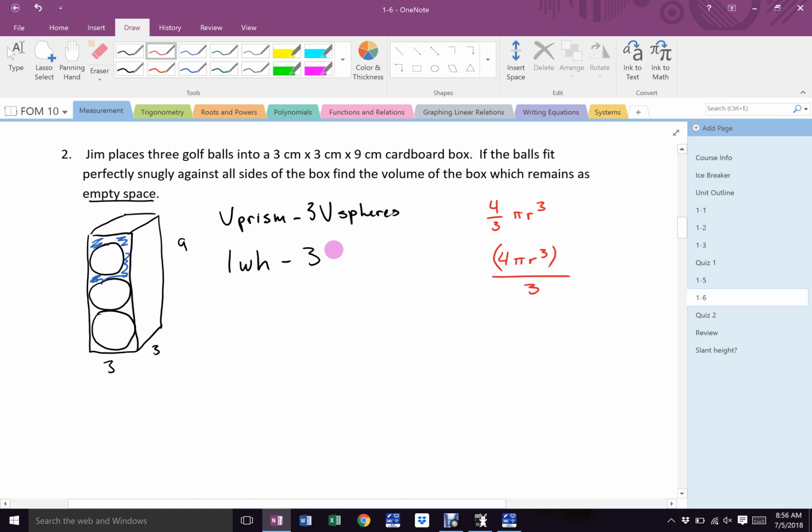So 3, and the spheres are 4 pi r cubed divided by 3. Now, when you write it out, it's super easy, correct? Because what happens to that 3 and that 3? I got a times 3 and then a divide by 3. So what happens to them? They're gone. So really, it's just LWH minus 4 pi r cubed.